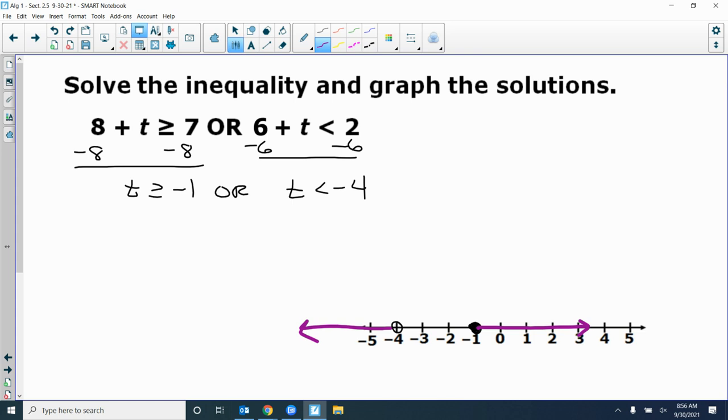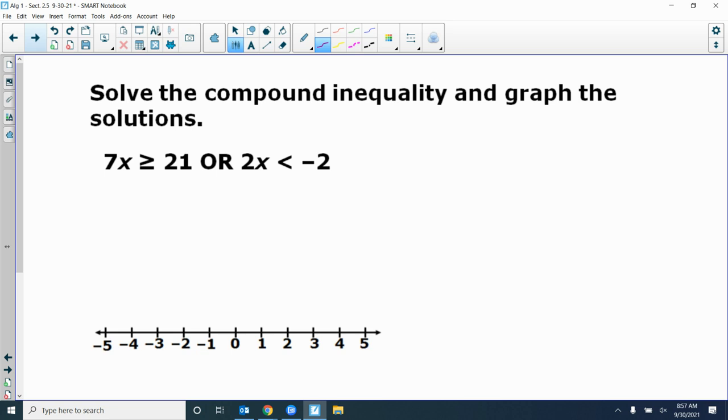Oh, that's positive. Yeah. Okay. All right, hey, for this next one, what do you think we do? 7x is greater than or equal to 21. Divide by 7. Okay, so what's that give me then? X is greater than or equal to 3.